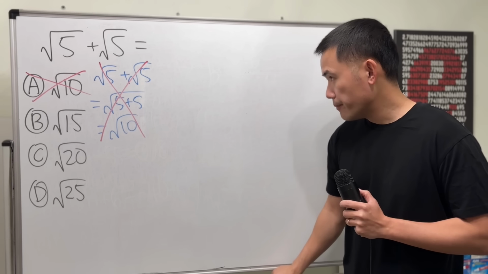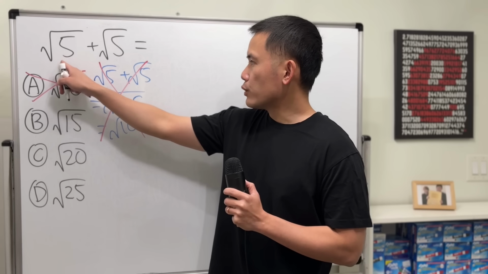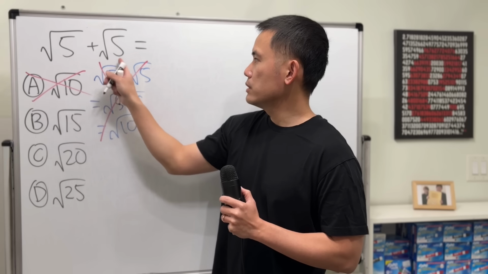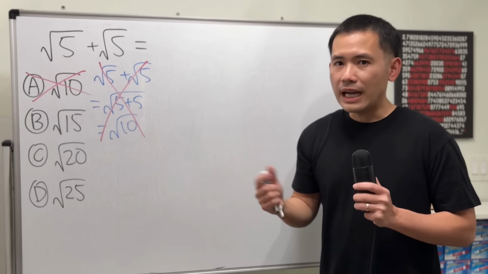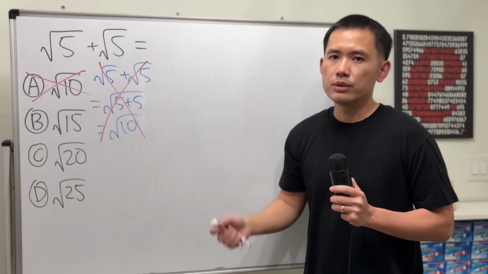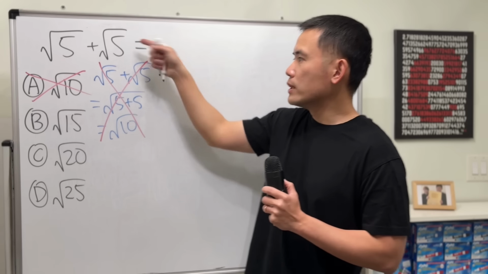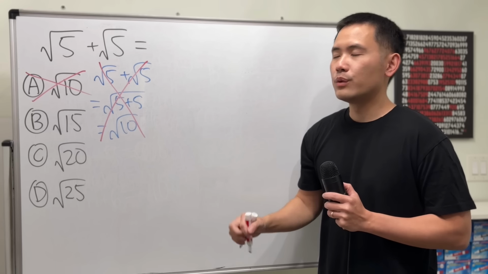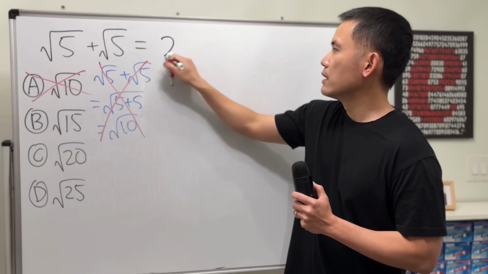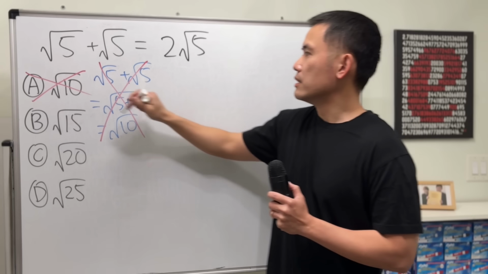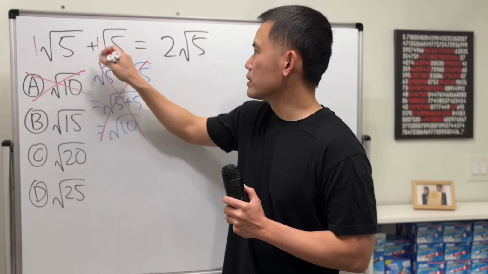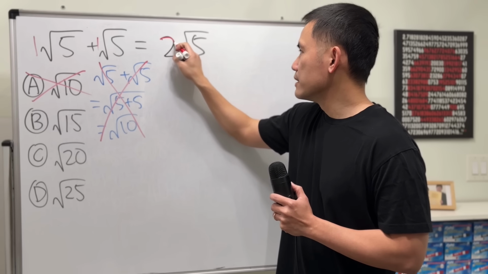Here is the idea. If the radicals are the same, like the square root and then the 5 inside, then you just have to ask yourself, how many do you have altogether? We have 1 square root of 5 plus another 1 square root of 5. Altogether, we have 2 square root of 5. Again, it's just 1 square root of 5 plus 1 square root of 5, and that is 2 square root of 5.